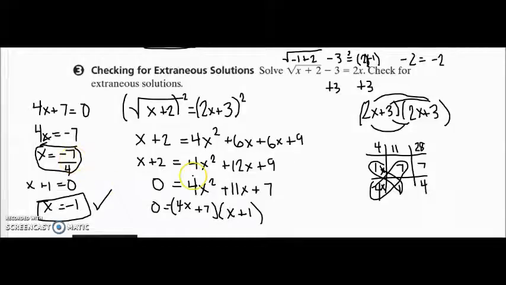Let's look at the other one. So negative 7 over 4. I'm going to write it down here. So we get the square root of negative 7 over 4 plus 2, minus 3. I want to know, is that equal to 2 times negative 7 over 4?